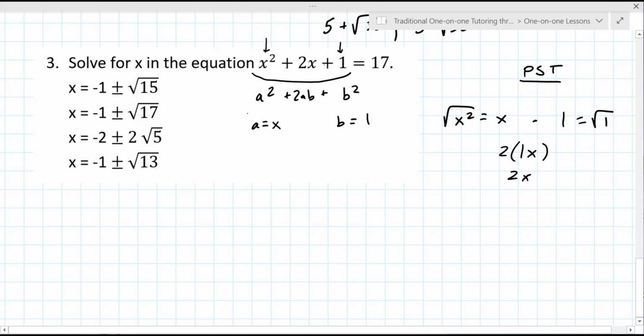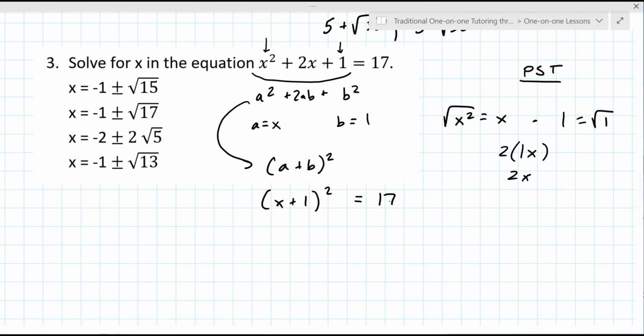So you have to be able to do this. You have to be able to identify this. And this becomes a plus b squared. So you write x plus 1 squared equals 17. So from here we can solve it using the same approach that we did in the previous problem. We can take the square root of both sides.